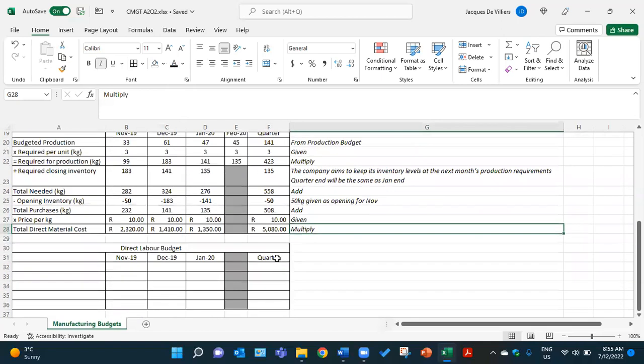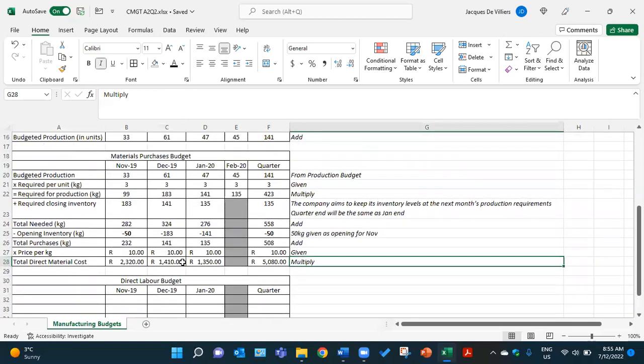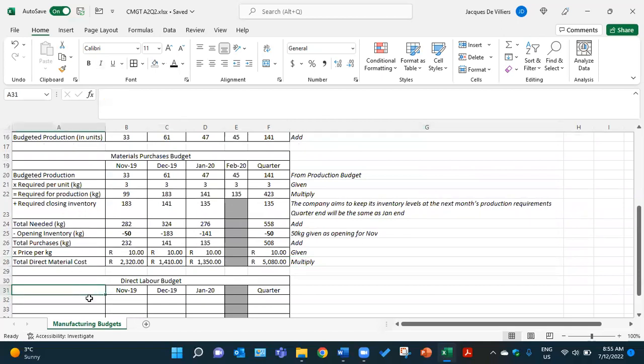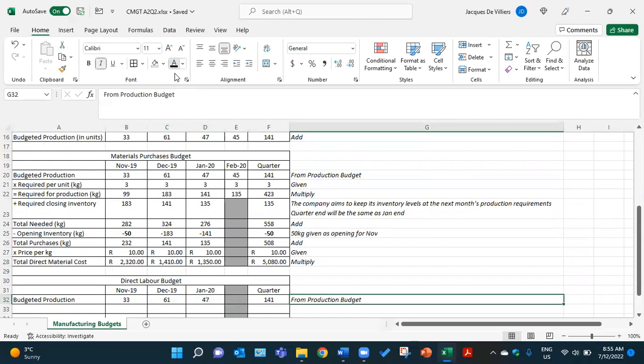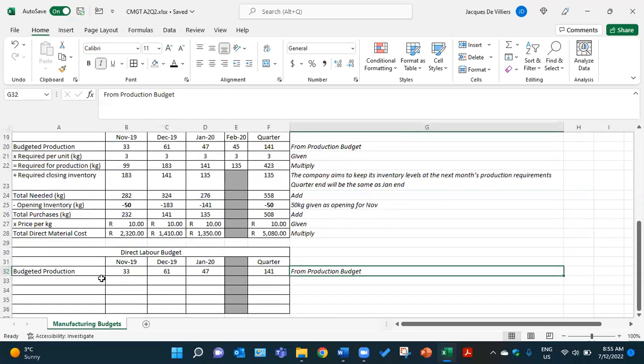Good. Then we get to our direct labor budget. Now, once again, we are going to start by using the information that we got from our production budget. Told you in the beginning, we need the information in the production budget to be able to do both the materials purchases budget and our direct labor budget. Let's have a look there. Where did we get that? Well, it was simply from the production budget.